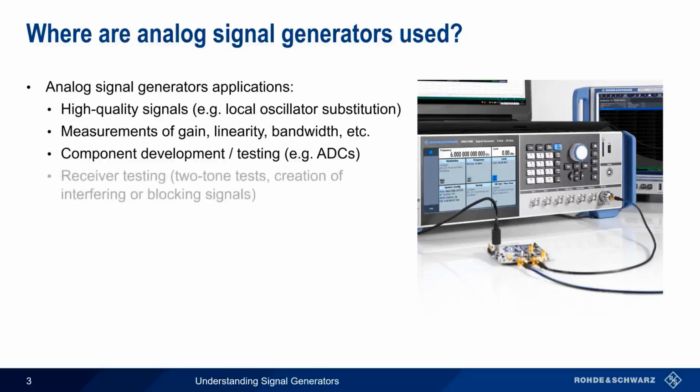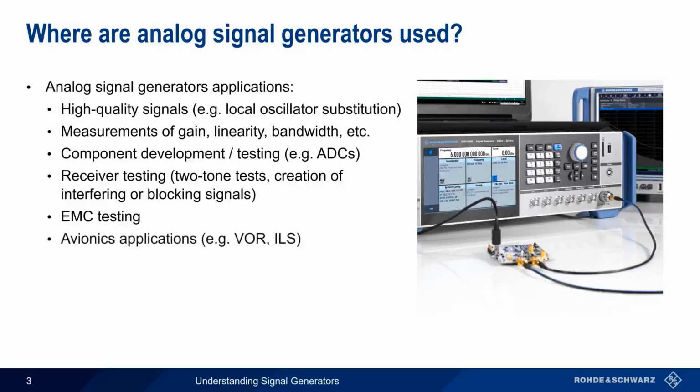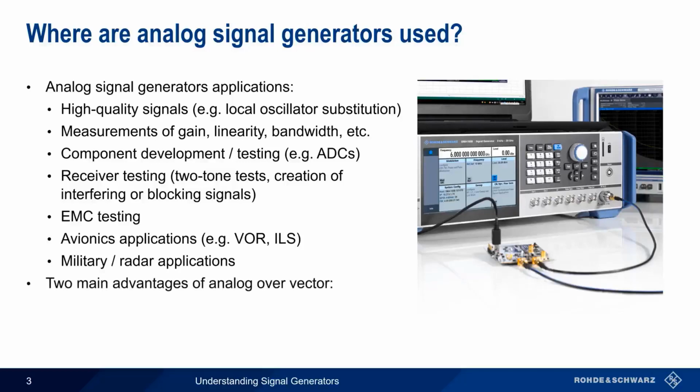In many cases, like receiver testing, we need only basic signals to verify functionality. EMC, or electromagnetic compatibility testing, uses analog signal generators almost exclusively. And for certain applications, like avionics and some military or radar applications, analog signal generators are a good, if not the best, solution. Analog signal generators have two main advantages over vector siggens. They usually cost less, but more importantly, they provide very high-quality signals. Let's talk about this second point in a bit more detail.